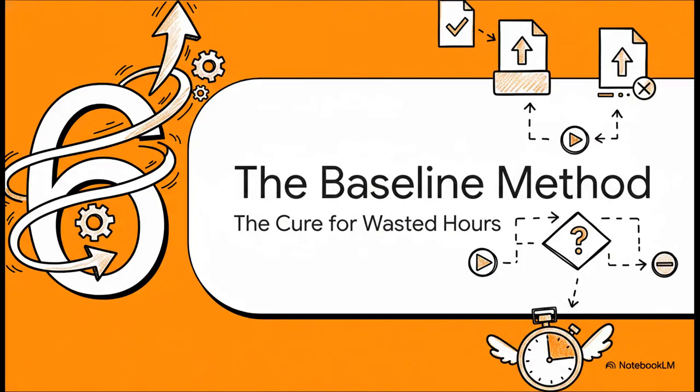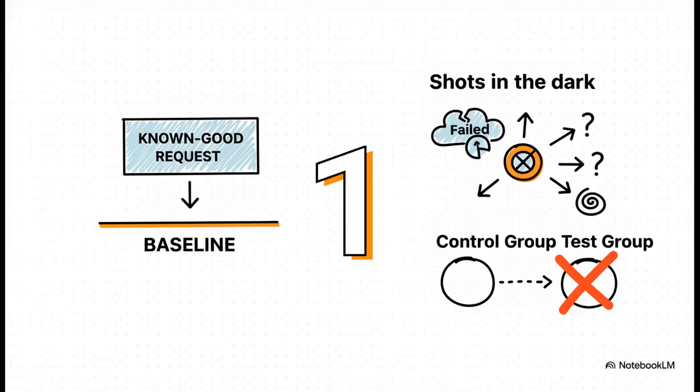Which brings us to our final and maybe most critical section. This is the single most important habit you can build to stop guessing and start solving these problems efficiently. This is the cure for those wasted hours. I call it the baseline method. The number one mistake, the reason we fall into that trap of superstition security, is that we don't have a baseline. We don't have a scientific control. Without a saved, known good request to compare everything against, every single test you run is just a shot in the dark. It's not science, it's just guessing.